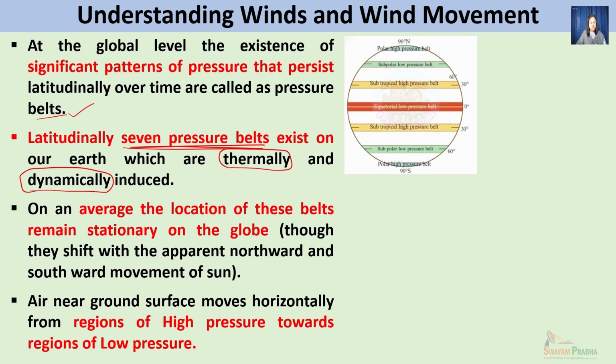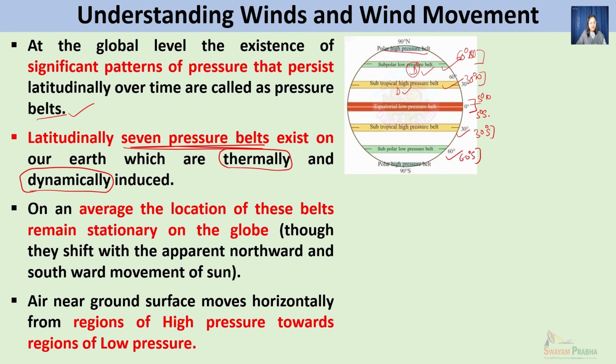So you have the equatorial low pressure belt extending from the equator to 5 degrees north and 5 degrees south, and it is a low pressure belt and it is thermally induced. And then we have subtropical high pressure belts which are located somewhere around 30 degrees north and 30 degrees south in both the hemispheres, and they are dynamically induced. Similarly, we also have subpolar low pressure belts extending somewhere around 60 degrees north and 60 degrees south latitudes in both the hemispheres. And again, this is dynamically induced because of the rotation of Earth.